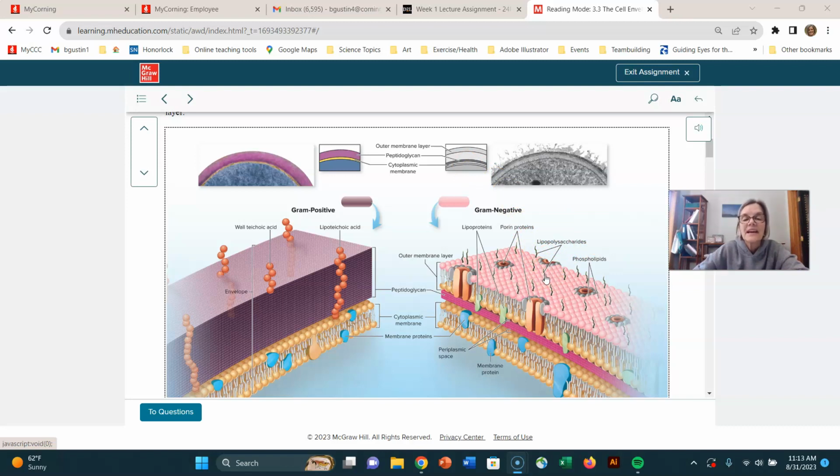So the gram-negative wall has a thin layer of peptidoglycan, an outer membrane, and in that outer membrane, there's some LPS molecules, lipopolysaccharide. Obviously, these molecules are made of lipids and polysaccharides. And I'll tell you about their importance in just a minute.